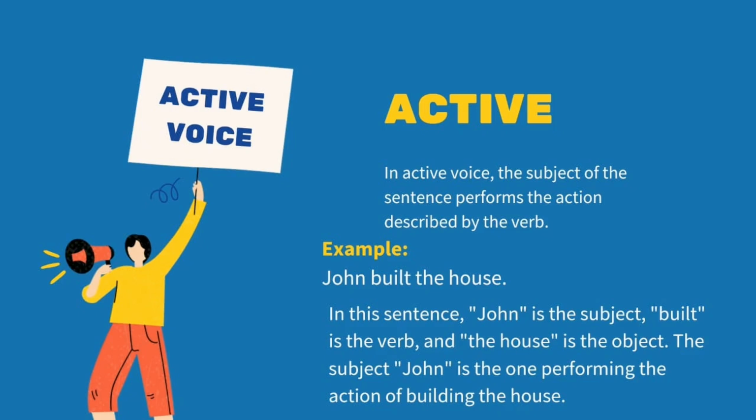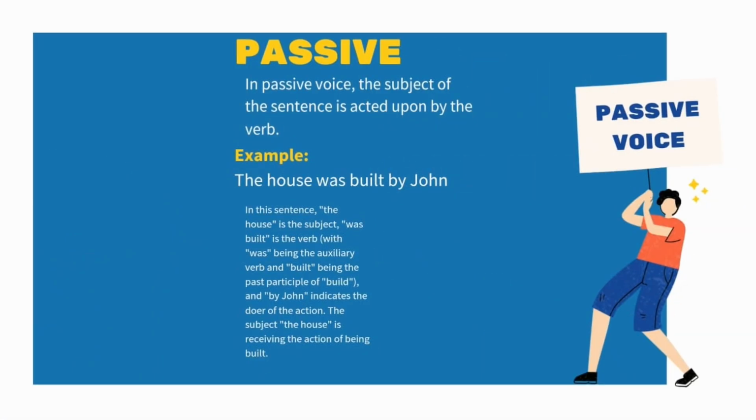So when you are making an active sentence, the subject, the performer, performs the action. The verb is the action performed, and the object is the receiver of the action. So that is that about the active voice.